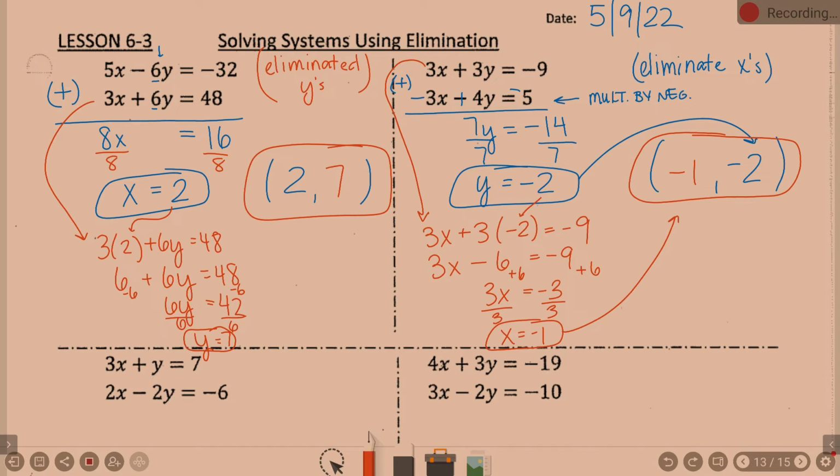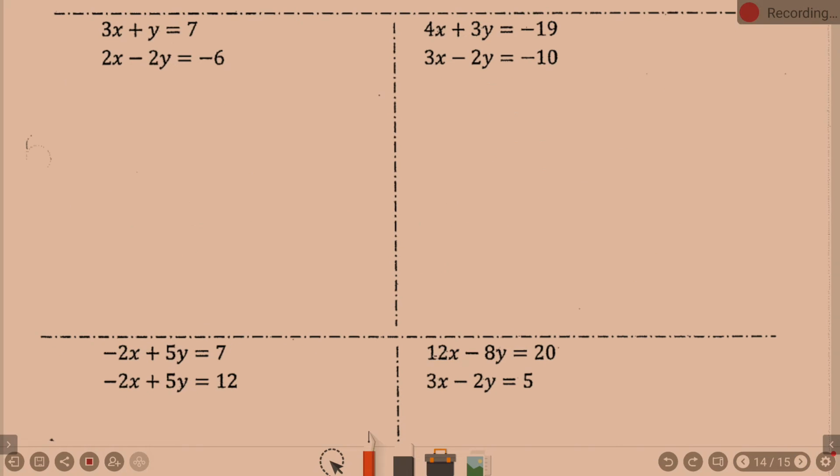Alright, got it. So it should be negative 1, comma, negative 2. Make sure you guys get the order right in these tonight. Okay, next one.